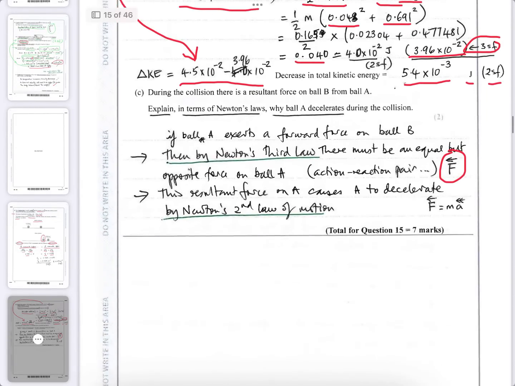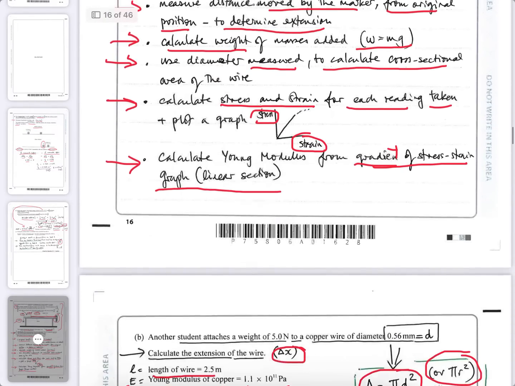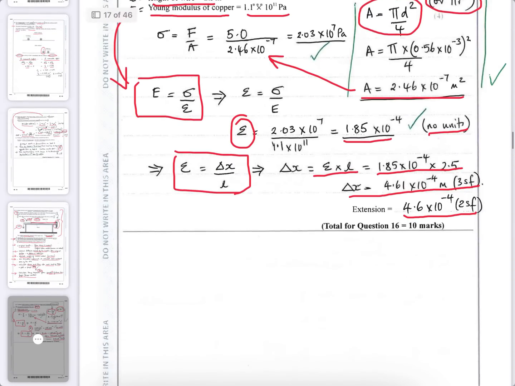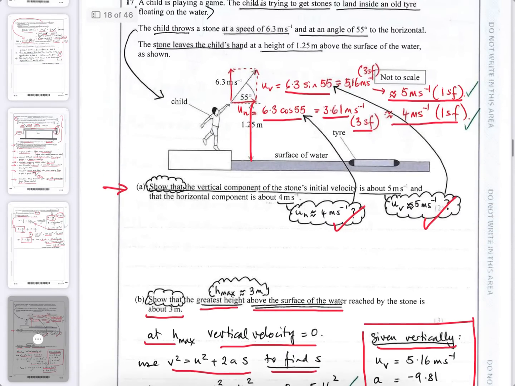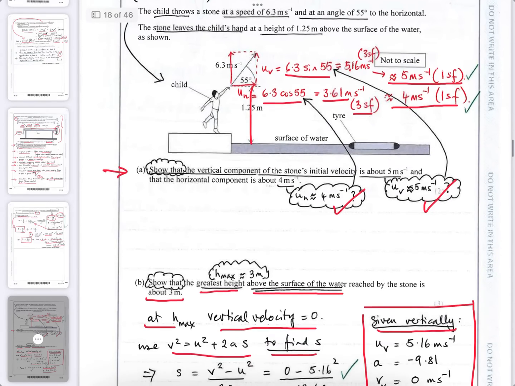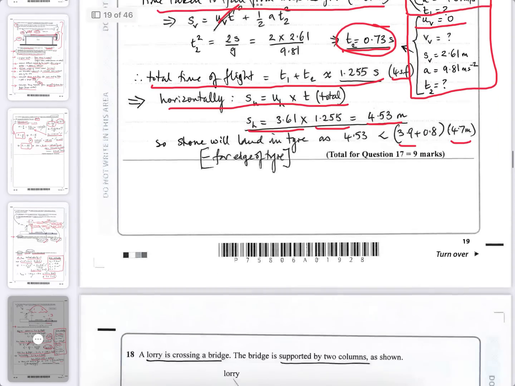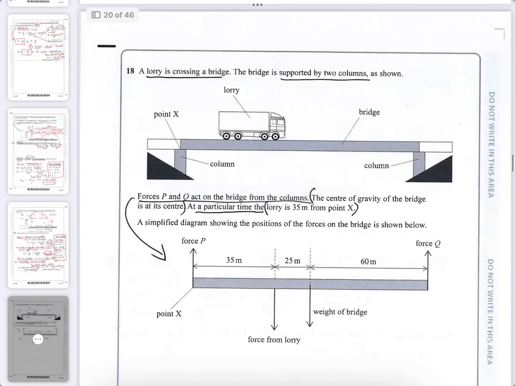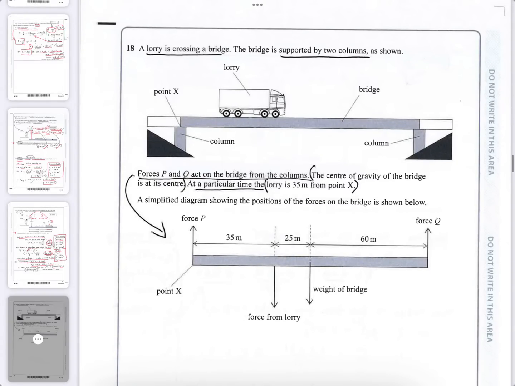Okay, so we went through questions 16 and 17 in part 4. It was the boy trying to throw the stone into the tire shown on the water. Okay, and now we're going to go into question 18, and there is a question 19 as well, and question 18 is looking at moments.